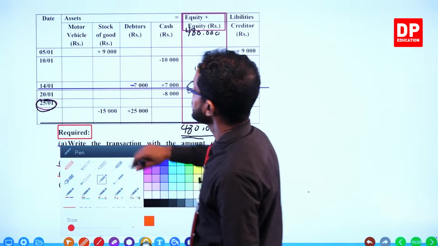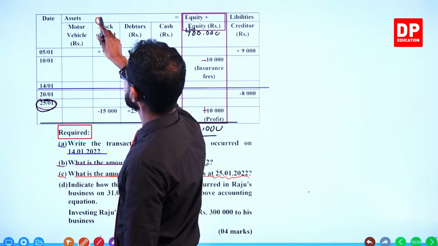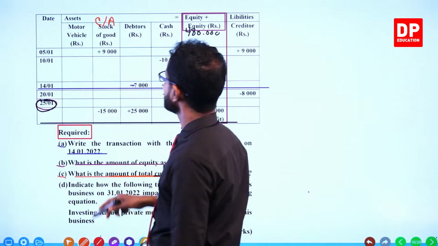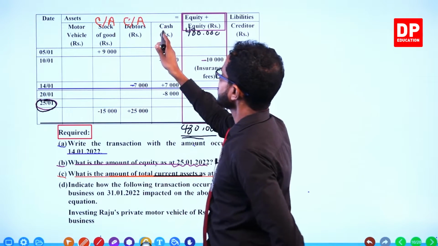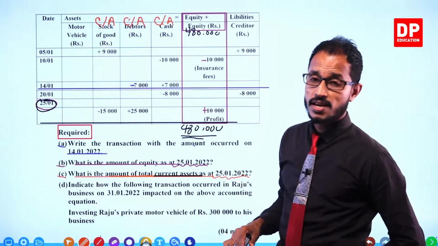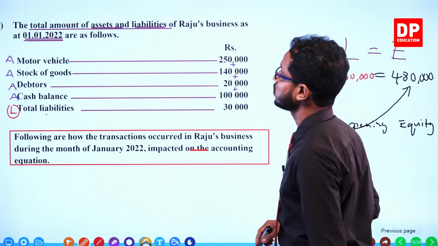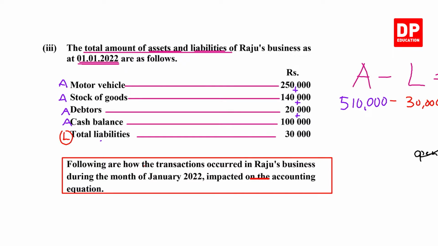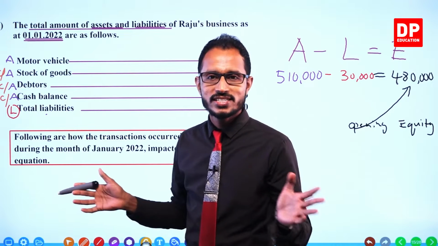Take the current assets. Is this current? No, motor vehicle is not current. Is this current? Yes, this is current. Stock of goods. Is this current? Yes, this is current. Debtors, current. Is this current? Yes, this is current. Cash, it's a current asset. Now, go back to the opening balances. Motor vehicle is not current. This is current. Stock of goods. This is current. Debtors. And this is current. Cash balance. So it's so easy now.